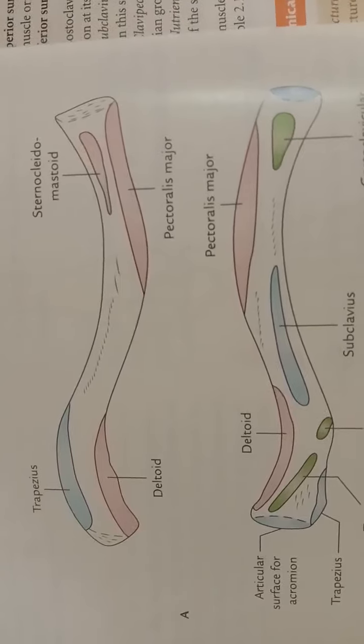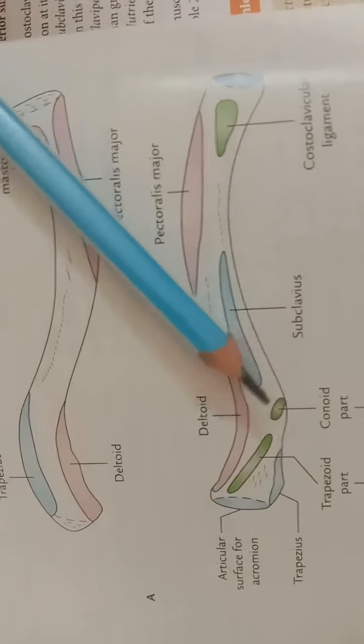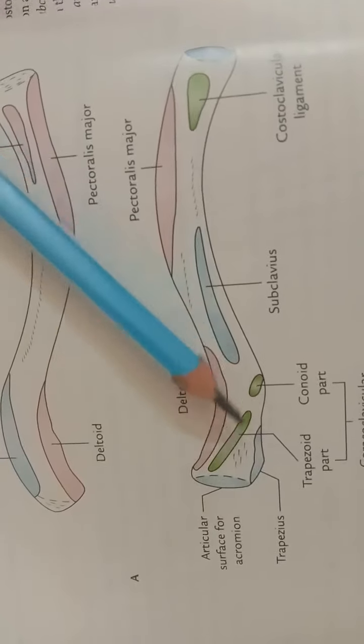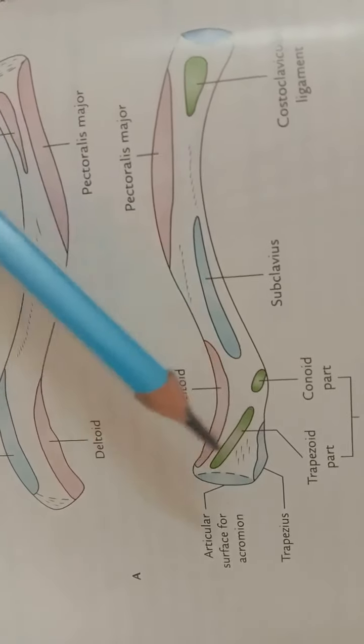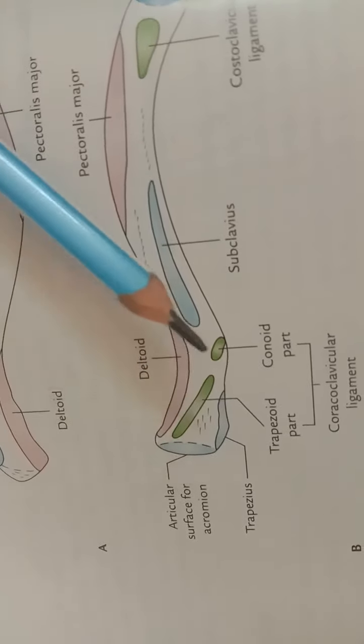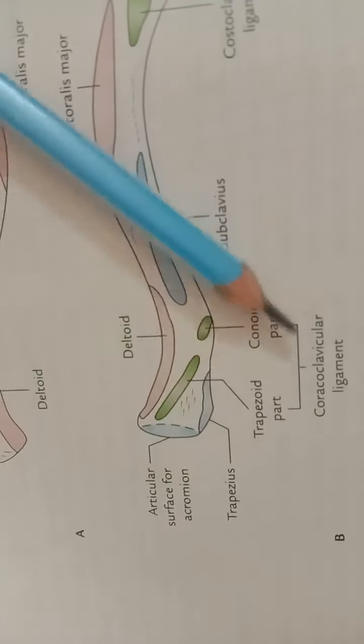Then the conoid tubercle and the trapezoid ridge give attachment to the coracoclavicular ligament. Here you can see.